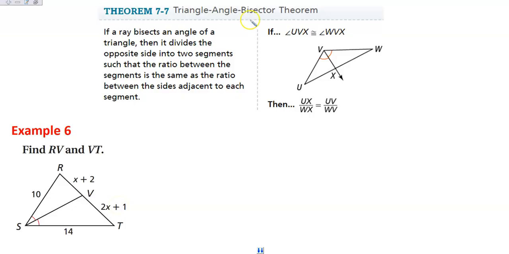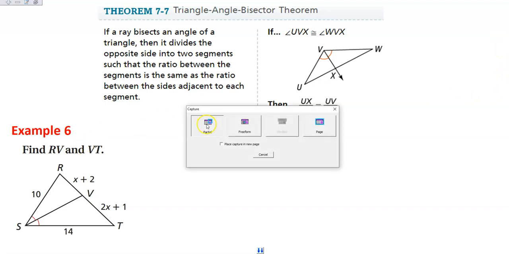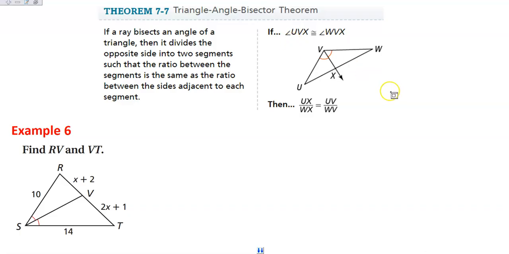All right, the last thing that we're going to look at today is the triangle angle bisector theorem. What's going to happen here is if I have a line, a segment, or a ray that's going to bisect an angle in a triangle, then we're going to end up getting similar pieces in here as well, things that are proportional. So what I'm going to do is take another one of these and just show you again.